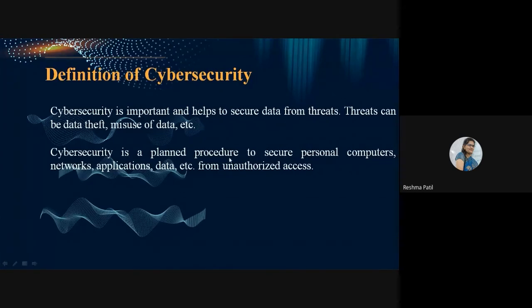Cybersecurity is a planned procedure to secure personal computers, networks, application data, etc. from unauthorized access. Everywhere you will see this term, unauthorized access. In the definition, you have to show this term for the aim of cybersecurity. We have to secure our system from unauthorized access. So you will plan for cybersecurity: how we are going to perform and implement security in our organization, and what the aim of that is. Everything you have to mention, and that could be your definition of cybersecurity. This is only the definition part.